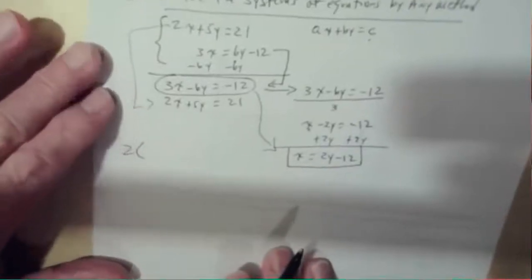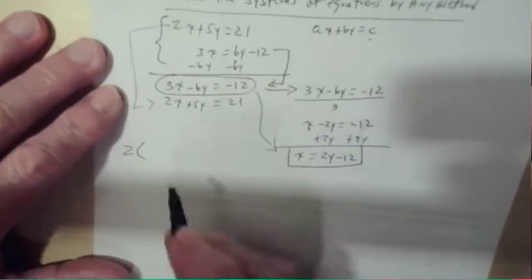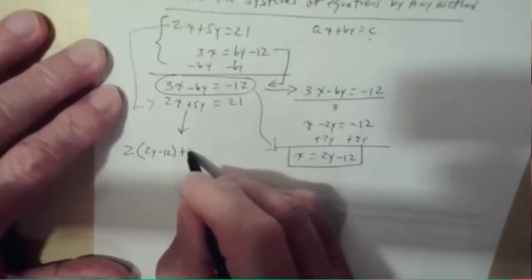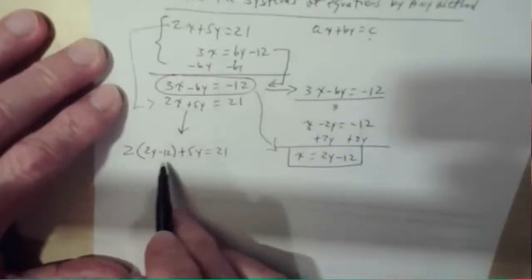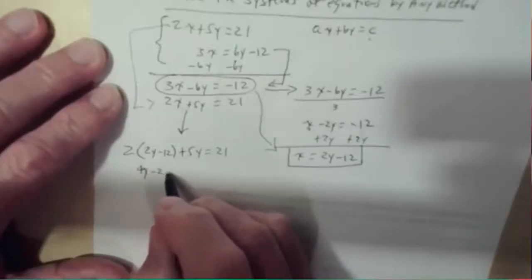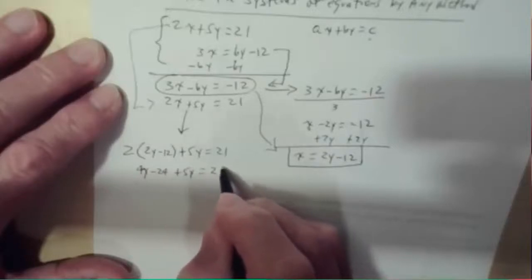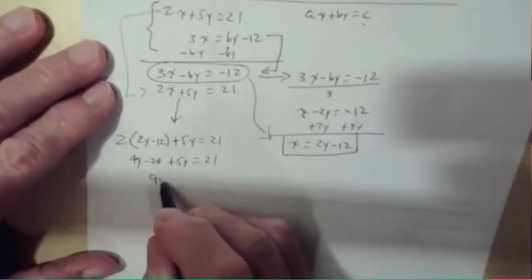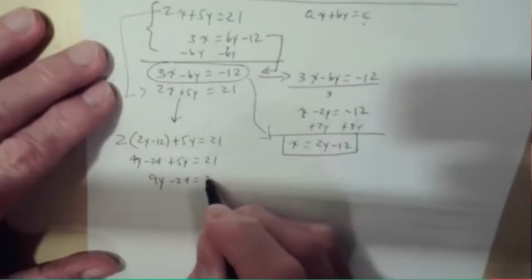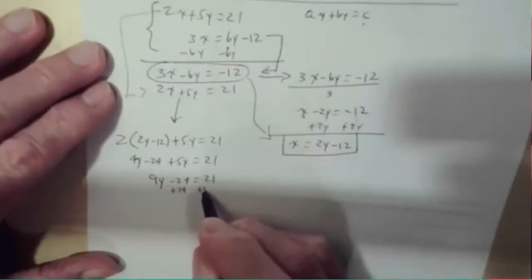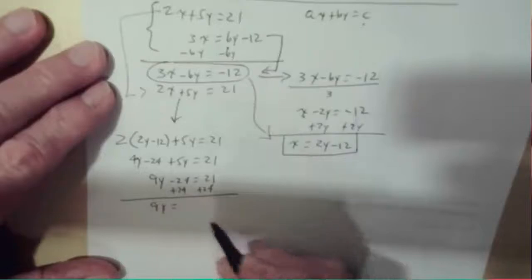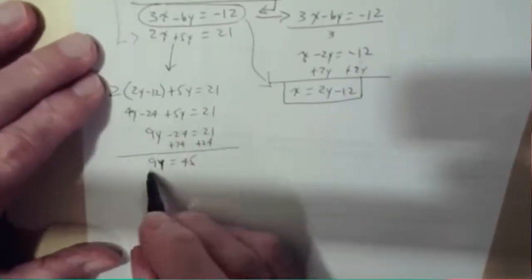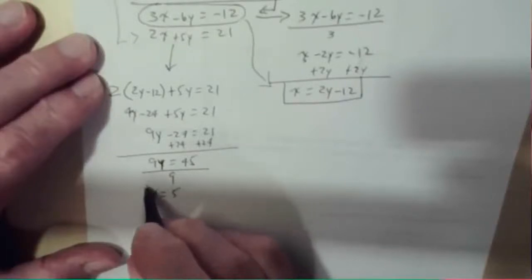Now what we want to do is put x into the other equation, and that is 2 times x, but we know that x now is 2y minus 12. And then we just bring the rest of this down. Plus 5y equals 21. Now we do distributive property here. We get 4y minus 24 plus 5y equals 21. Right? So 4y and 5y is 9y minus 24 equals 21. We add 24 to each side. 9y equals 45. Divide by 9. Y is 5.